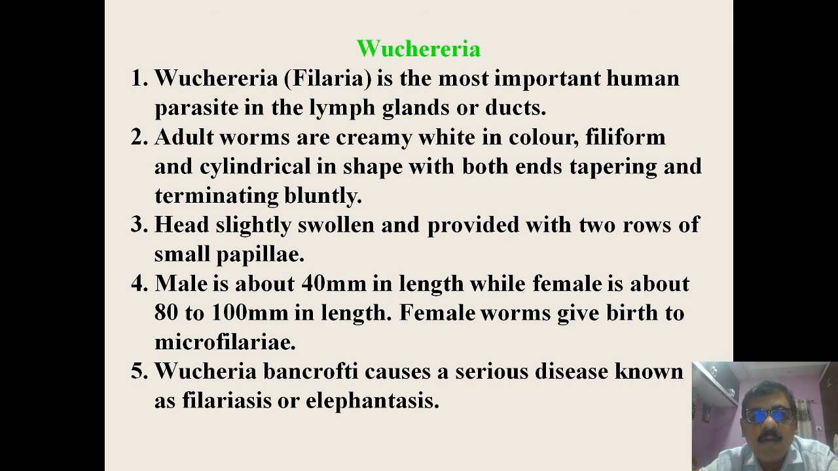The male is smaller, the female is longer. Female worms give birth to microfilariae, which are found in the blood, and the head is slightly swollen with two rows of small papillae. It resides in the lymph glands or ducts of human beings. So this is regarding Wuchereria bancrofti.